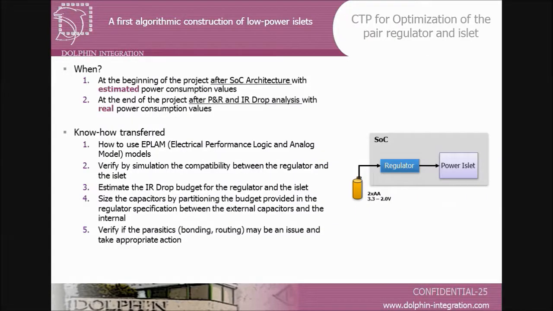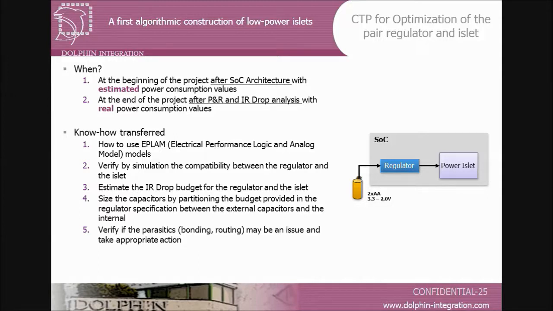The second one is to perform the optimization of the power regulators on islet, to avoid having an upsized regulator for the logic islet need. So the transfer of know-how is composed of how to use our model, so we call electrical performance logic and analog model, how to verify by simulation the compatibility between the regulator and the islet, and to estimate the IR drop budget. Size also the capacitor by partitioning the budget provided in the regulator specification between external capacitors, if any, and the internal one.